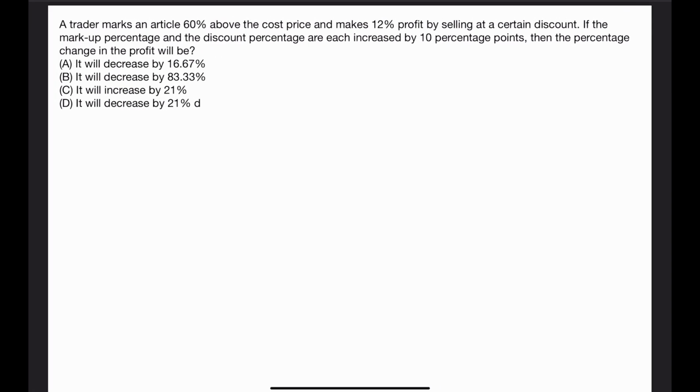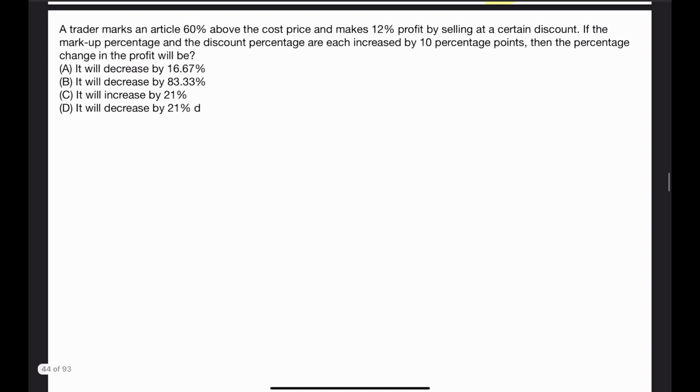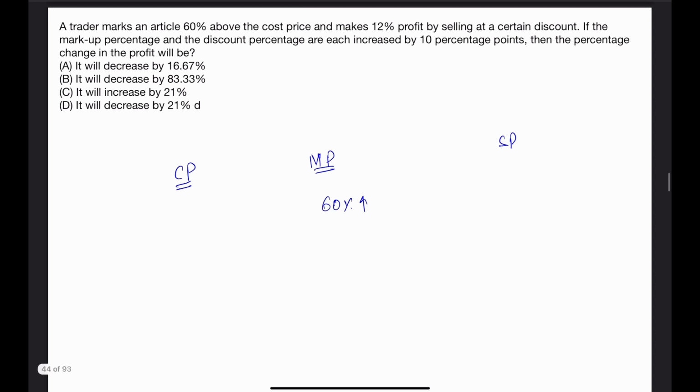It marks up an article 60% above the cost price. So CP, mark price 60% above the cost price and makes 12% profit. Sold price makes 12% profit. No issue. Selling at a certain discount. Yeah, I know. If the markup percentage and the discount percentage are increased by 10 percentage points, then the percentage change in the profit will be how much?